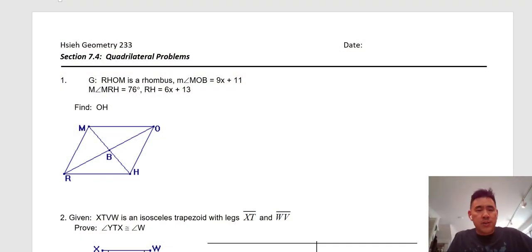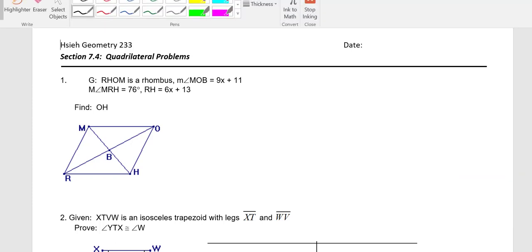Okay, we're moving on to section 7.4. What we're basically doing in this section is taking the properties and the definitions of the quadrilaterals from the previous section, and applying those properties to various types of problems, whether it's an algebraic problem or a proof. So let's go ahead and jump right in, and let's try some problems, and I think you'll get a sense of what we're looking at here.